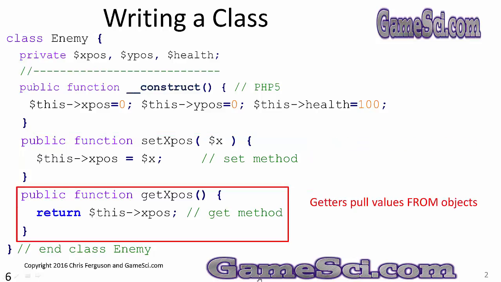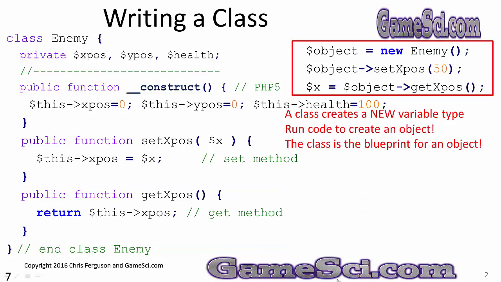Next up is called a getter, get X position, sometimes called a get method. Getters pull values from objects. Objects are like super variables. You can put stuff into them and you can pull stuff out of them. Setters put data into objects. Getters pull data out of objects. And once again, you can see it's dealing with the X position variable, and it will pull the current value out of the X position variable for the user.